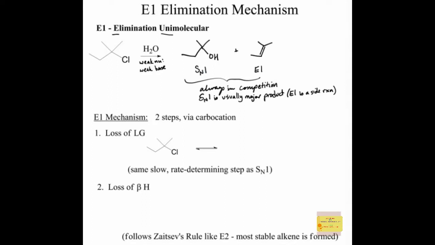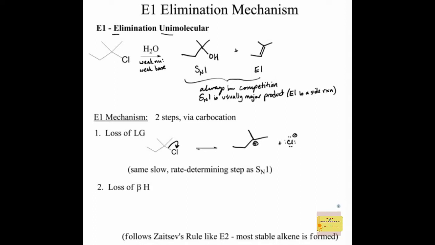So our first step is going to be loss of a leaving group. Our chloride is going to leave, which results in a carbocation intermediate. So notice this is the same slow rate-determining step as SN1. So I lose my leaving group, and I form a carbocation.